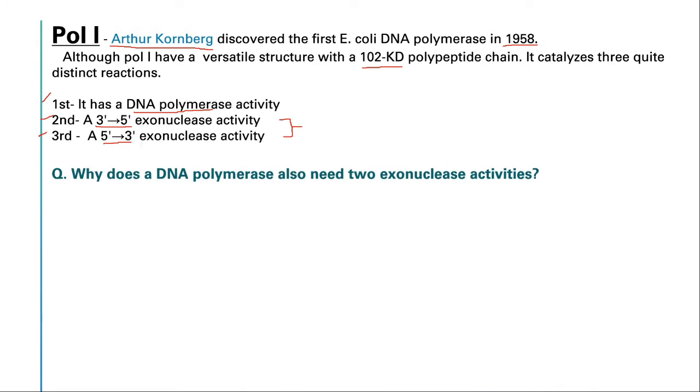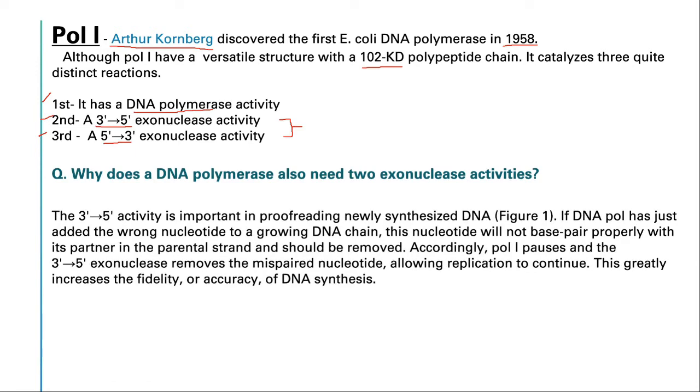Then the question arises, why does a DNA polymerase also need two exonuclease activities? The answer is that the 3' to 5' activity is important in proofreading, okay? That means the 3' to 5' activity helps in the proofreading of newly synthesized DNA. I will show that in figure 1, in my next slide.